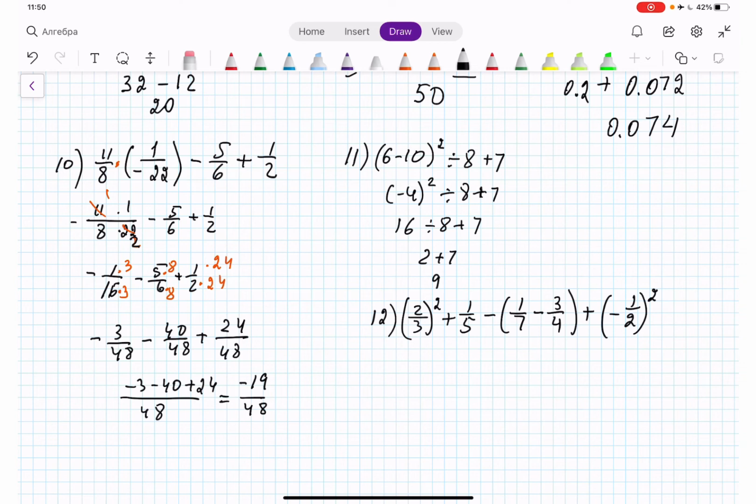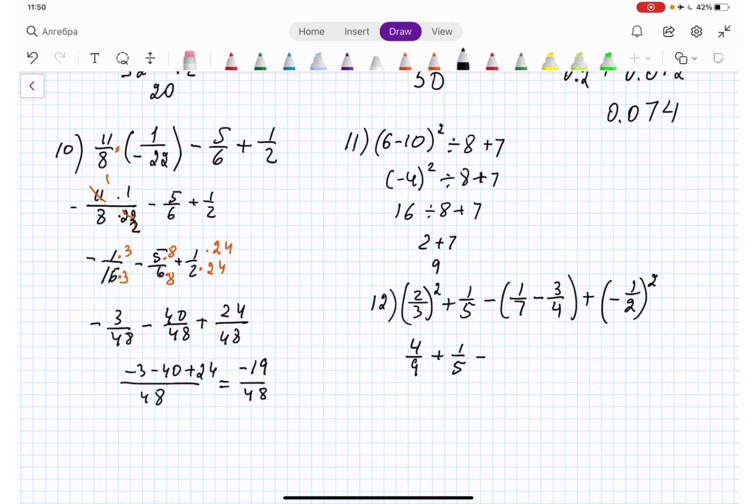Okay, so the first operation is squaring 2/3. It's going to be 4/9 plus 1/5. Next, minus 1/7 minus 3/4. Let's do it. For 7 and 4, the common denominator is going to be 28. So for 1/7 minus 3/4, we multiply here by 4 and here by 7. And then, plus (1/2) squared, it's going to be 1/4.